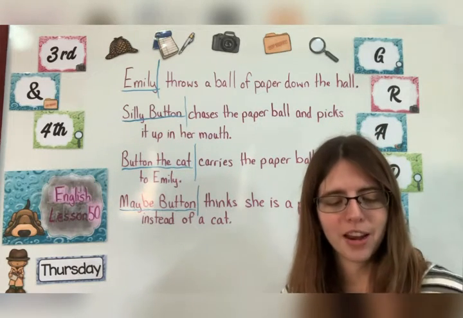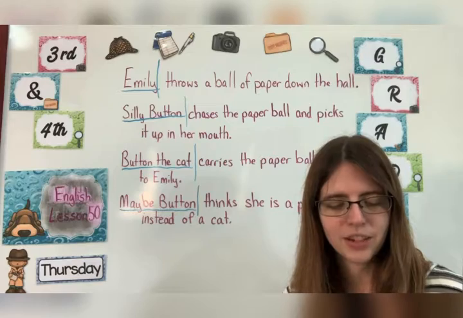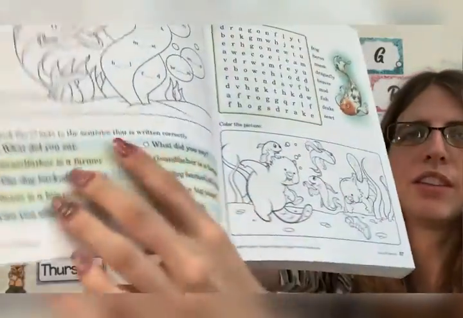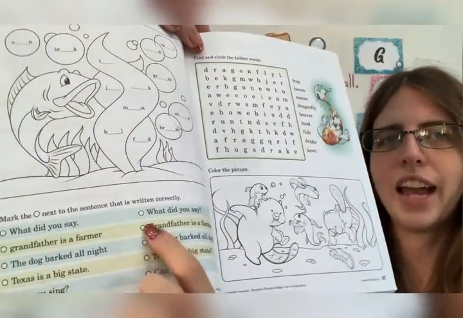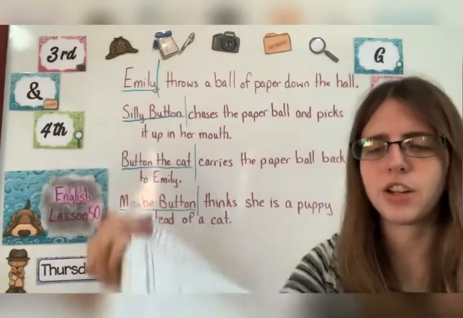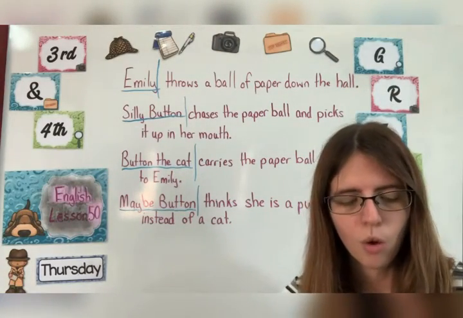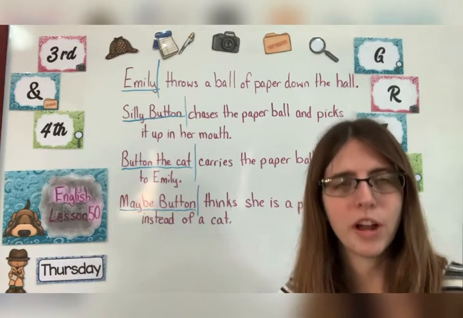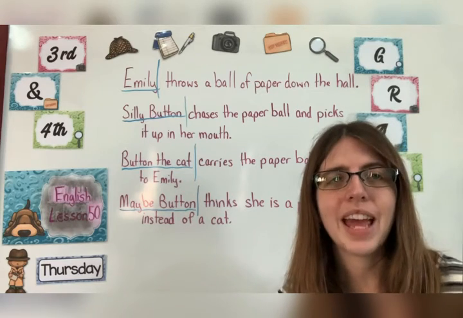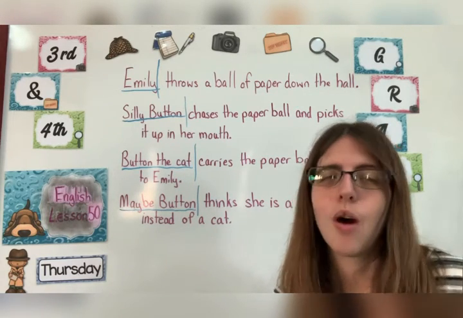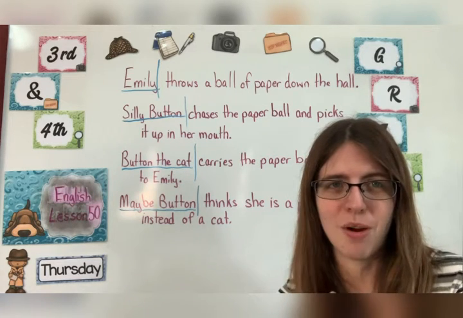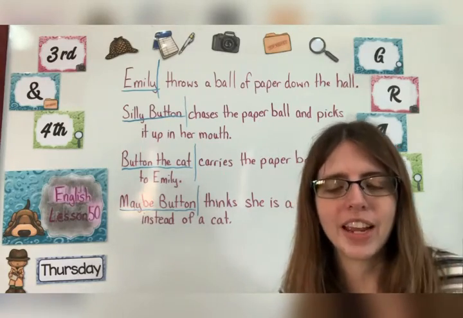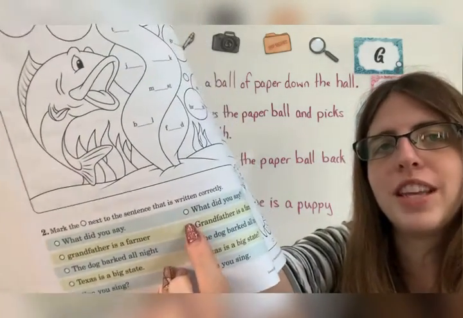And number 2 at the bottom says, mark the bubble next to the sentence that is written correctly. So first, you have a line in blue. You have to decide, it's either this one or this one that is incorrect in the blue box. What did you say? Punto. Or, what did you say? Question mark. Is what did you say declarative, so it needs a punto? Or is it interrogative, so it needs a question mark? It's a question, so it's interrogative. So color in the bubble for this one.